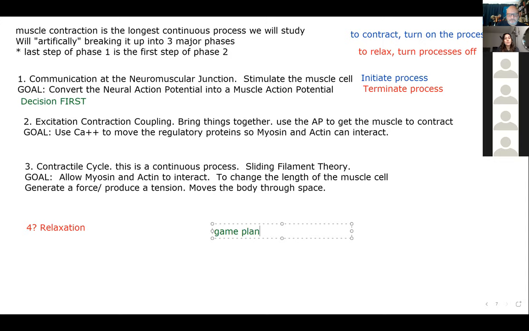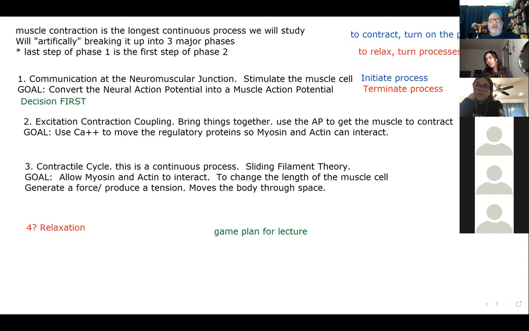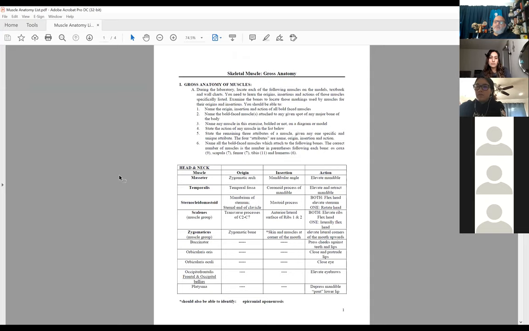For lecture. We also need a game plan for lab, and that game plan for lab is this right here. Your handout, this is essentially almost entirely what your lab exam is going to be on. In class, we are going to work together to understand the muscles you are responsible for, the actions you are responsible for. Notice we're using the terms that we've talked about.